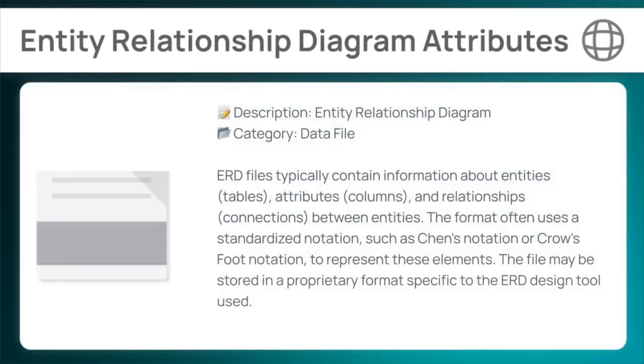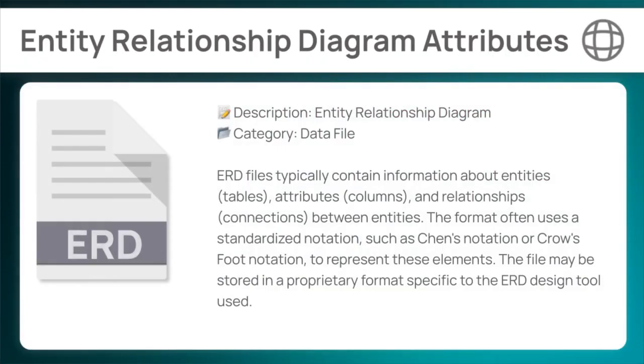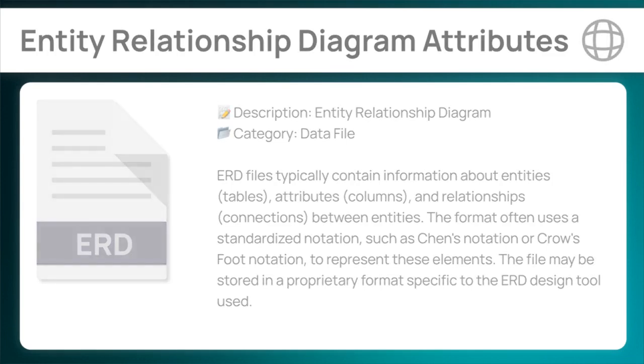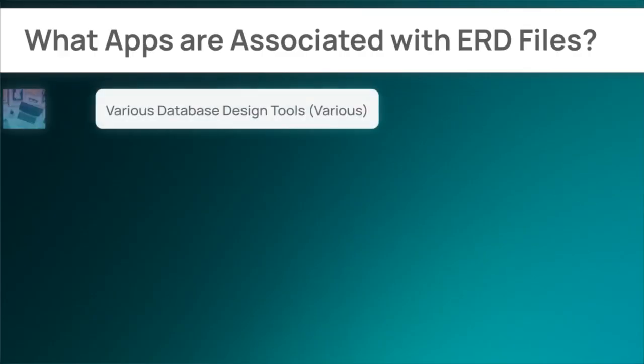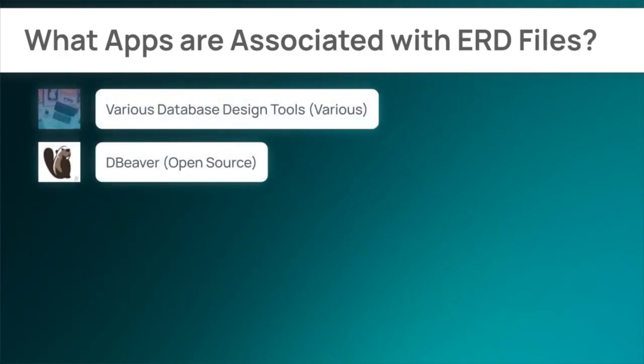ERD files typically contain information about entities, tables, attributes, columns, and relationships, connections between entities. The format often uses a standardized notation, such as Chen's notation or crow's foot notation, to represent these elements. The file may be stored in a proprietary format specific to the ERD design tool used. In most cases, ERD files work reliably with database design tools.